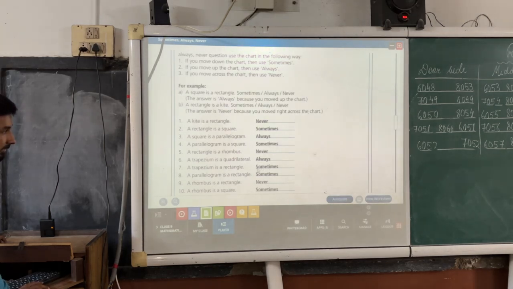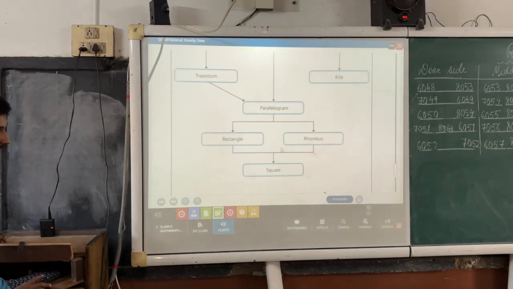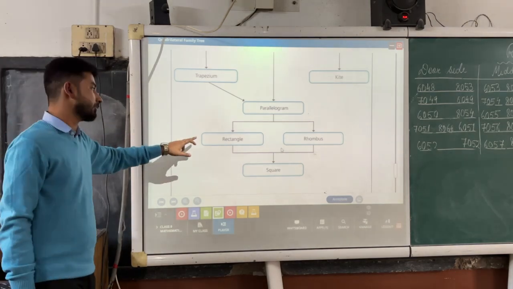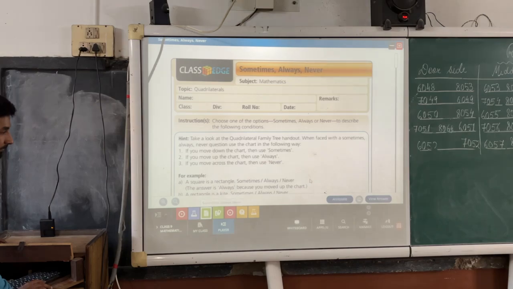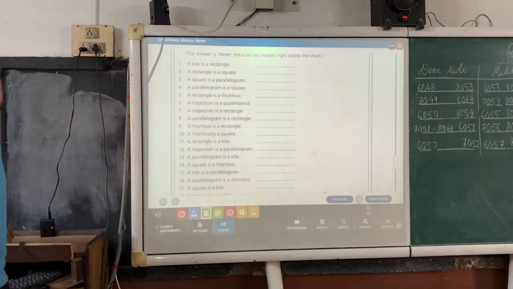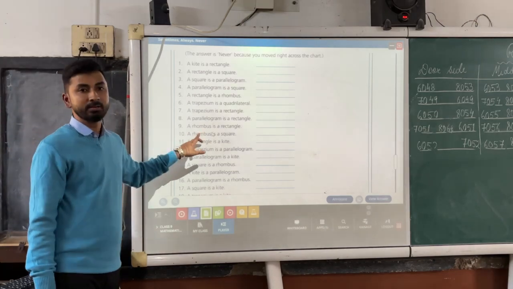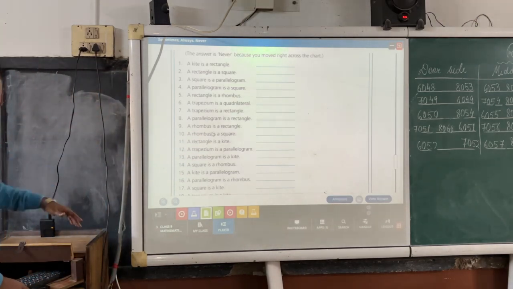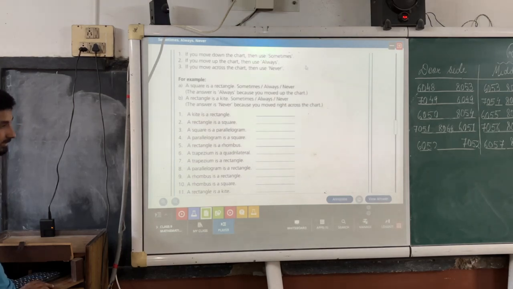A trapezium is a rectangle. No, sorry, I am moving down the chart, so I will use sometimes. Next, a rhombus is a square. I am moving down the chart. If I am moving down the chart, then I will use the word sometimes.